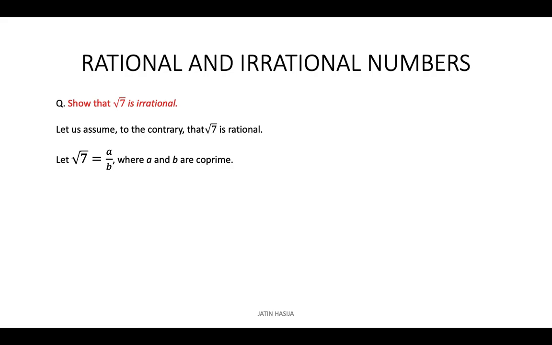You know about the co-prime numbers. Co-prime numbers are those numbers which have only the common factor among them as 1. No other number can be there. Or I can say root 7 into b. By this cross multiplication, root 7 into b will be equal to a.